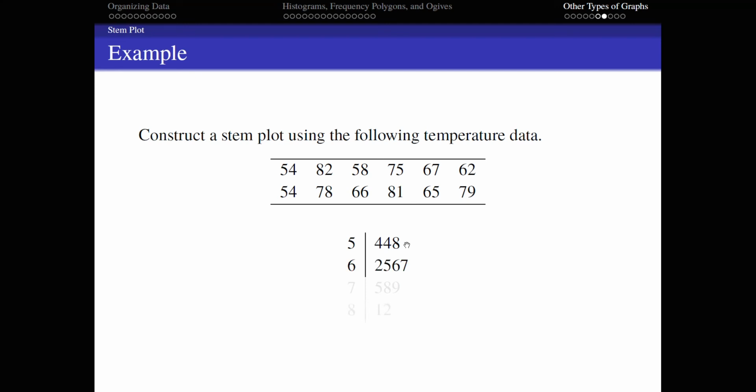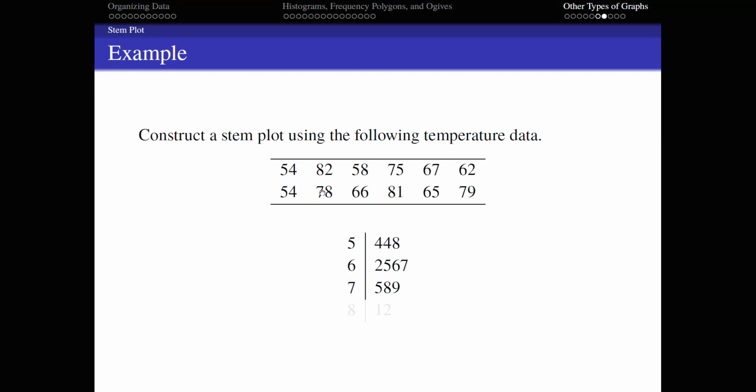Next we would move on to 60s, and then we would write all of the numbers that come in the ones place after a 6. So numbers starting with a 6. We've got 66, 67, 65, and 62. Now we write them in ascending order, so it goes 2, 5, 6, and 7 would be how we organize this information. The next value would start with a 7, so this is the next stem.